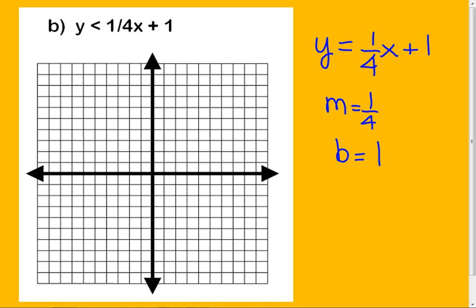I don't know. I'm going to graph it in a second. So you start at 1, and it's positive 1/4. Is it going to go this way, or is it going to go that way? It's positive. It's going to be that one, right? Okay?